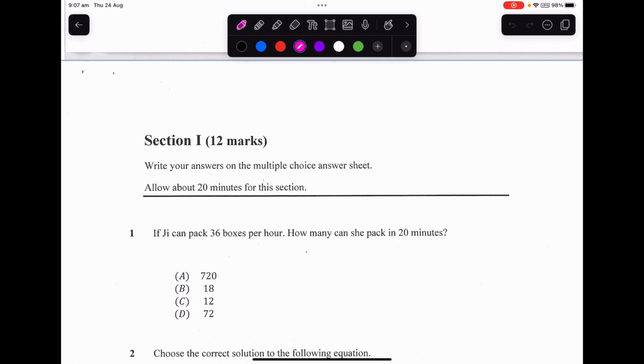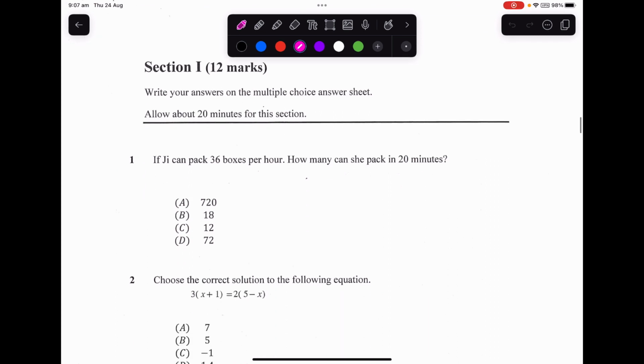Okay, so I'm just going to speak through each of them and just remember there's different ways to get to answers in maths. So the way that I show you right now is not the only way to find the answer, okay? Alright, so the first one says, if Jai can pack 36 boxes per hour, how many can she pack in 20 minutes?